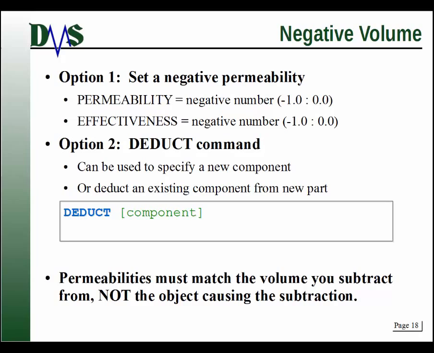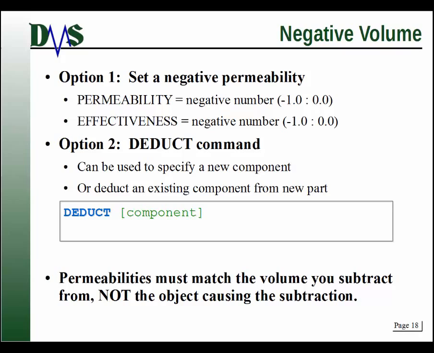Okay, so let's talk about some interesting things to combine for parts. This is where you start getting into some pretty neat stuff with PartMaker. Let's say you wanted to create a negative volume in a space. There are 2 ways to do that. The first option is to create your part like normal, say create a normal tank, and then actually give it a negative permeability.